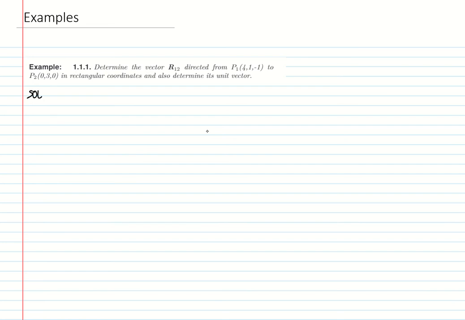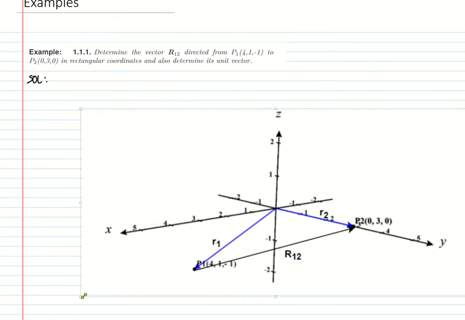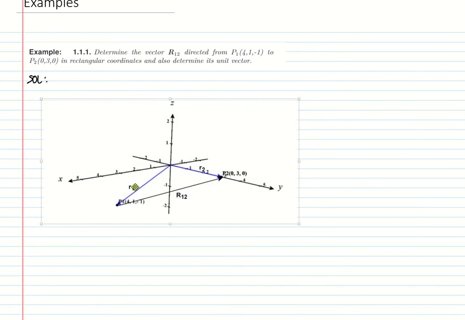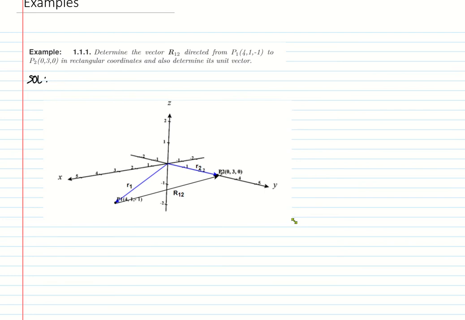So to solve this one, first we need to plot the vector so that we can see the vector itself. So this is a plot. I plotted this in my online plotter. The blue vectors here, the vectors coming from the origin towards the points, are called the position vectors. There are two types of vectors, position and directed vectors. While R12 here, that's what we want to solve or determine, is called the directed vector.